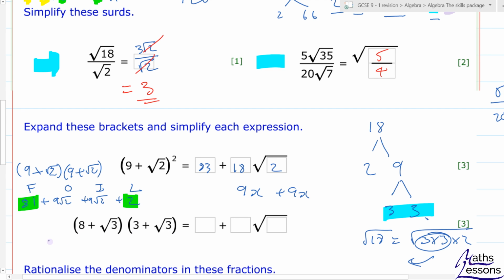Right, doing the same thing here. Let's write out first, outer, inner, last. So the first two things is 20 plus. The outer two things, 8 times root 3 is 8 root 3. Inner two things is 3 root 3. Last two things, root 3 times root 3 is just 3. So we do 24 add 3 will give me 27. 8 lots of root 3 plus 3 lots of root 3 is 11 root 3.